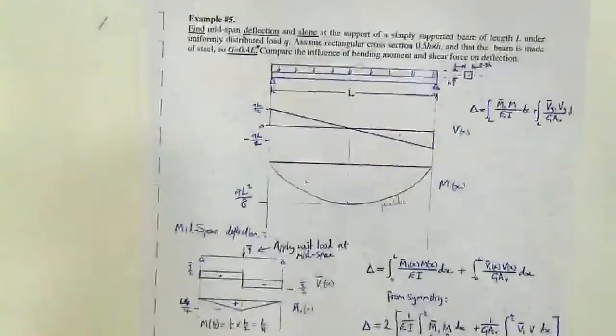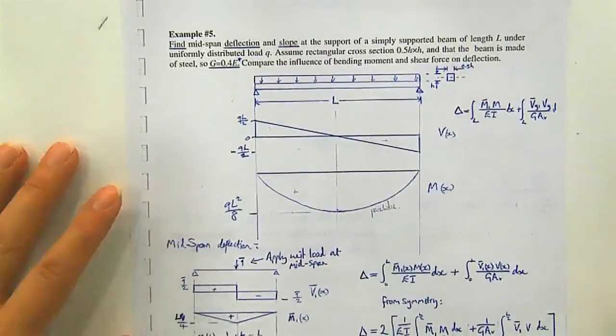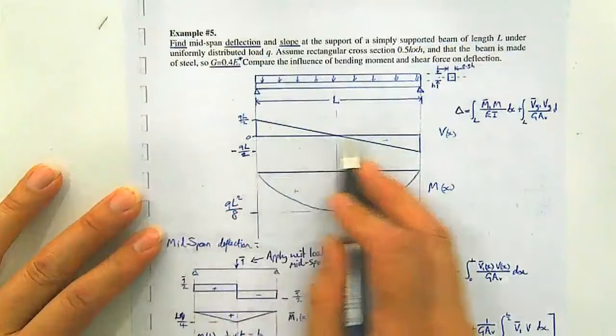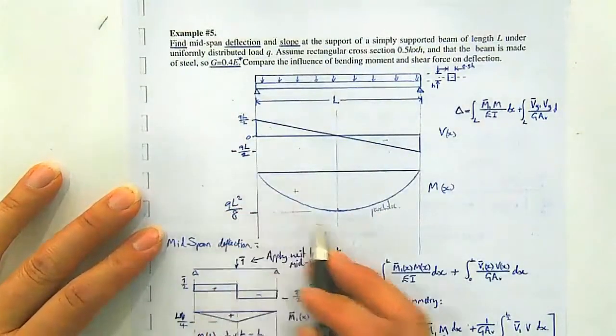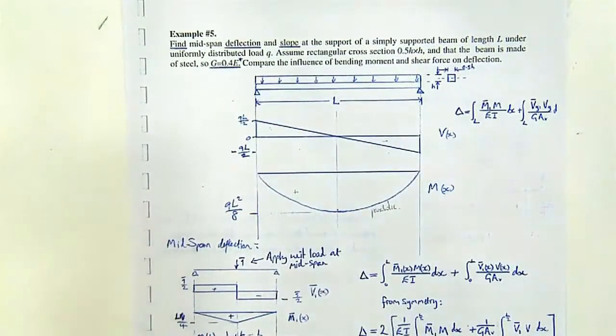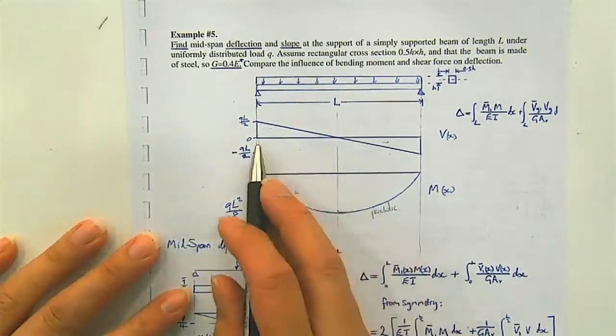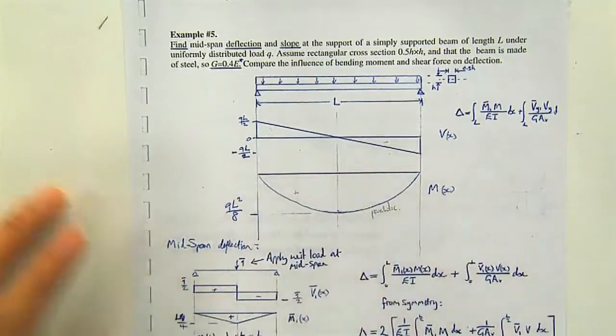So there's the problem. Firstly, you've got to plot the bending moment diagram, and you've got to plot the shear force diagram, and don't worry about sign conventions, just assign whatever you want to them. So we've got shear and we've got a sagging moment.